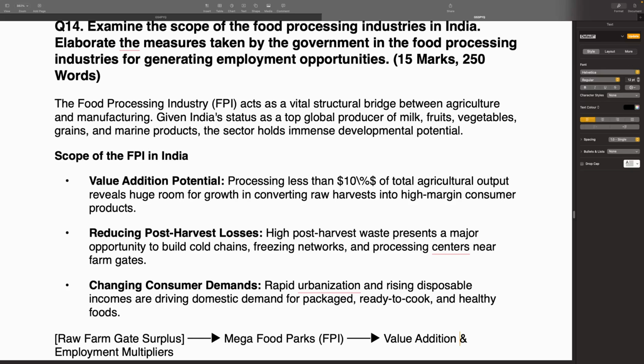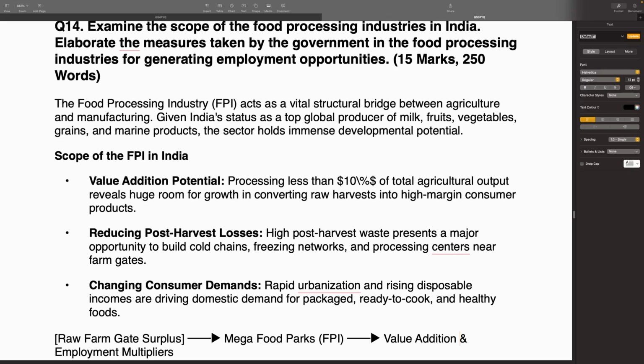Scope of the FPI in India. Value addition potential. Processing less than 10% of total agricultural output reveals huge room for growth in converting raw harvest into high-margin consumer products. Reducing post-harvest losses.